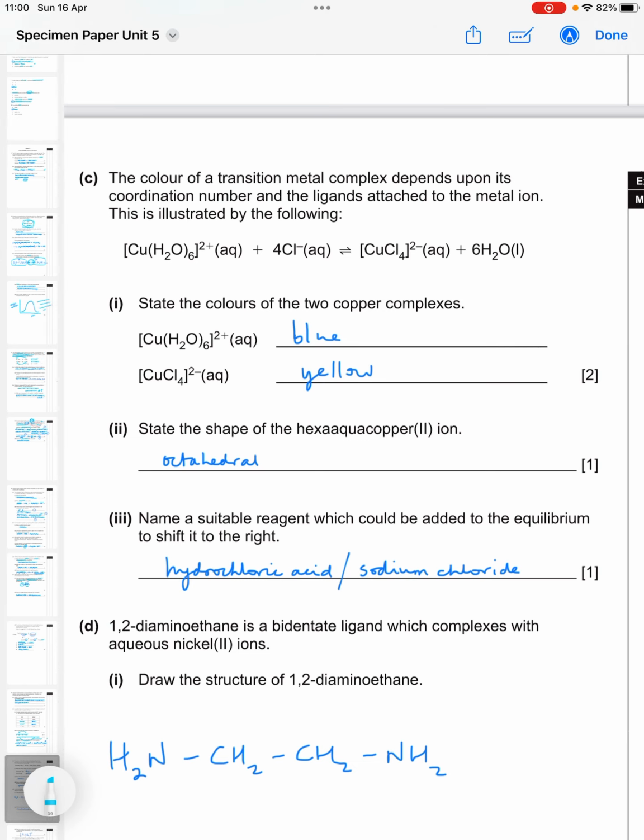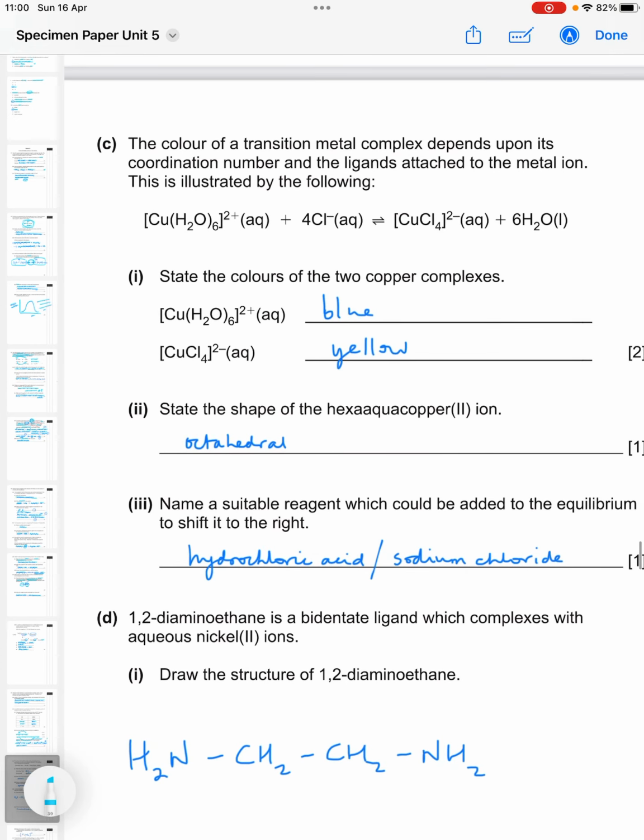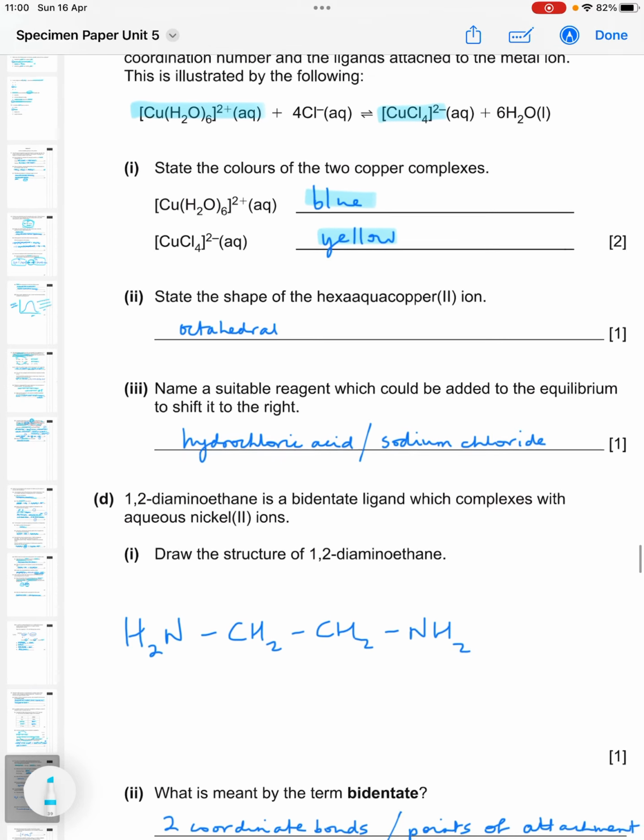Now the colour of a transition metal complex depends on its coordination number and the ligands attached to the metal ion. This is illustrated in the following. We've got this hexaaquacopper complex going to this tetrachloro one. So state the colours of the two copper complexes. So the hexaaqua one is blue, and then the chloro one is yellow, 1 mark for each.